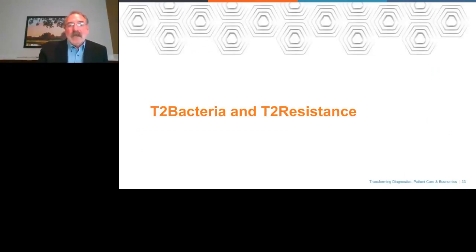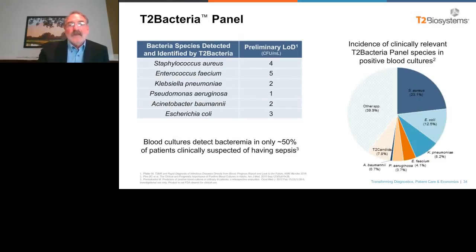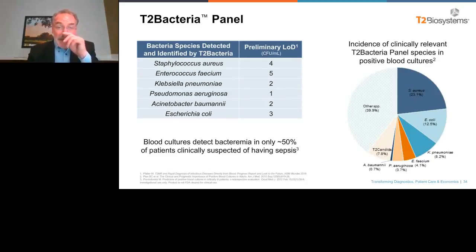Now we're going to mention T2 bacteria and T2 resistance. The T2 bacterial panel will include the following pathogens largely derived from the ESCAPE pathogen group: Staph aureus, Enterococcus faecium, Klebsiella pneumoniae, Pseudomonas aeruginosa, Acinetobacter baumannii, and Escherichia coli. Preliminary limit of detection: 1 to 5 colony-forming units per milliliter, essentially the same limit of detection as for T2Candida. We know blood culture detects bacteremia in about 50% of patients that are clinically suspected of having sepsis, and so being able to identify these key pathogens is clearly important.